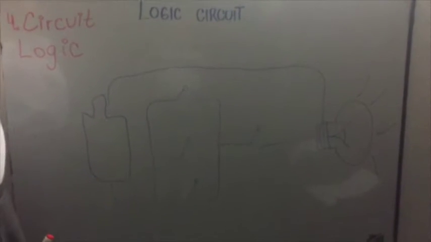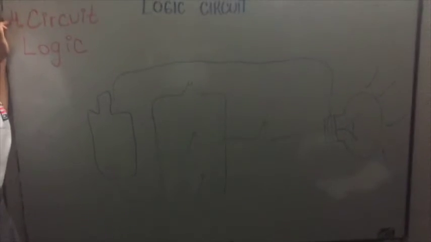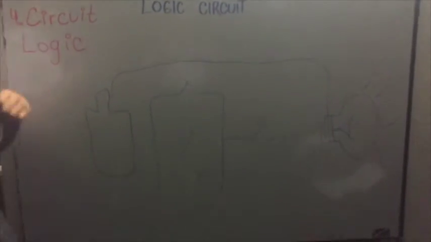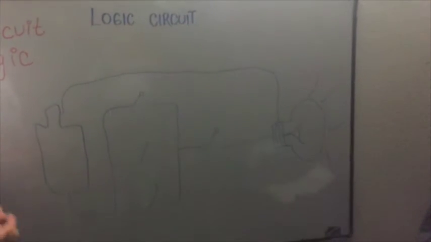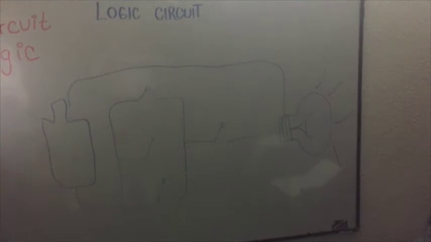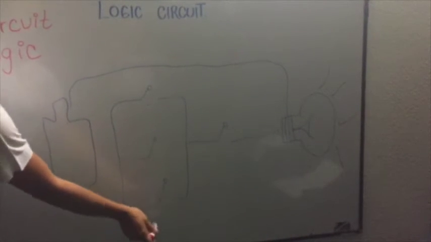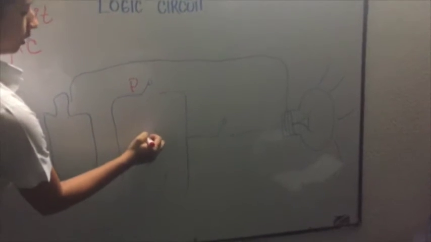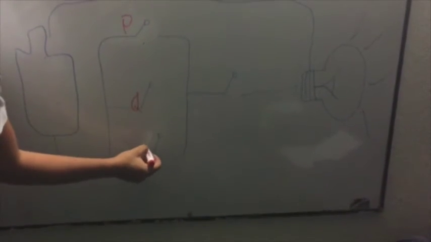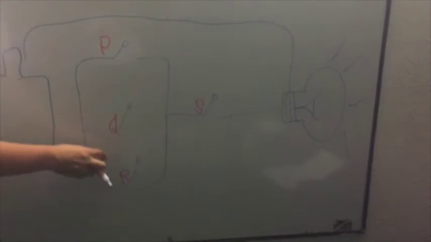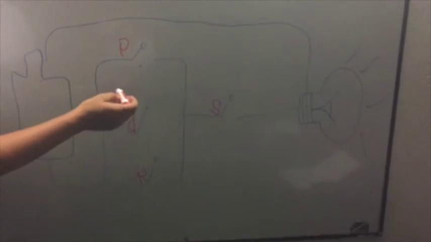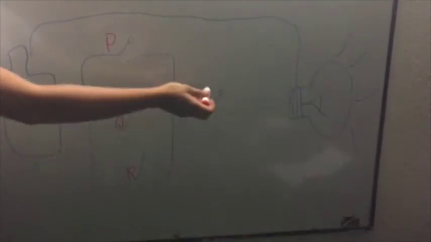We have the 4th step, is the circuit logic. Before we do the circuit logic, we need to do a plan about like a scale or circuit. We have the battery and we have the tree. This is going to be P, Q, R, and this is going to be S. This is going to have OR and OR, and this is going to be AND.